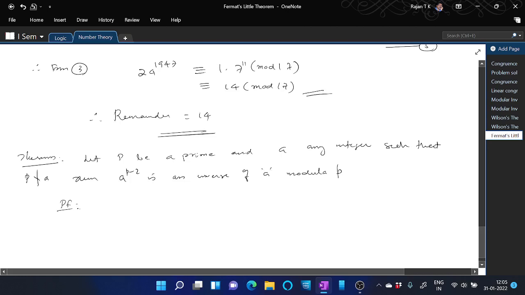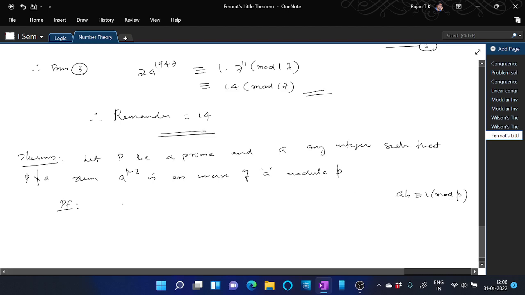Let us prove this. We know a is the inverse of b if ab is congruent to 1 mod p. If a and b are such that ab is congruent to 1 mod p, then we say b is the inverse of a and similarly a is the inverse of b modulo p. So here we want to prove a raised to p minus 2 is an inverse of a. That means a into a raised to p minus 2 is congruent to 1 mod p. So this is to be proved, and that is very clear from Fermat's little theorem.